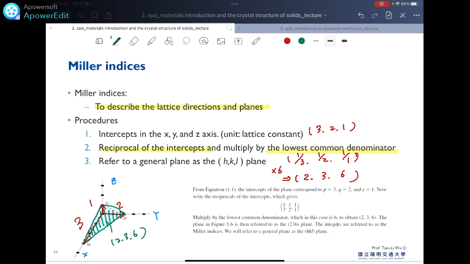So the calculation is very simple. I think this is elementary-level mathematics. But the concept here is pretty useful, because later on we will need it to define the different planes inside of the crystal.